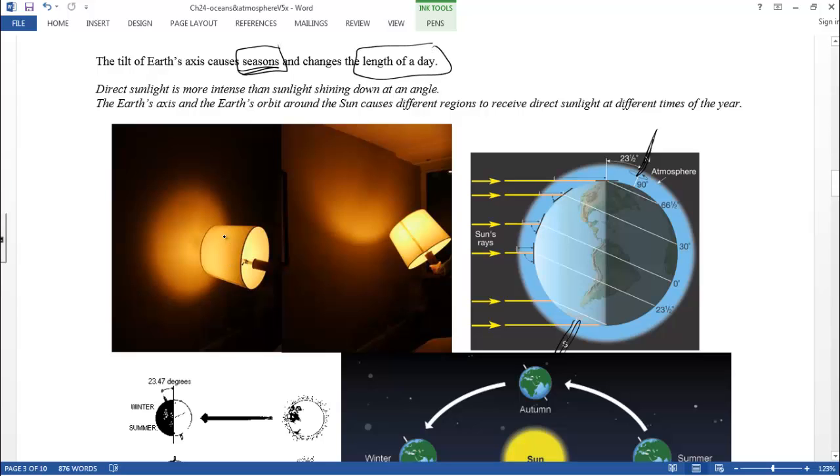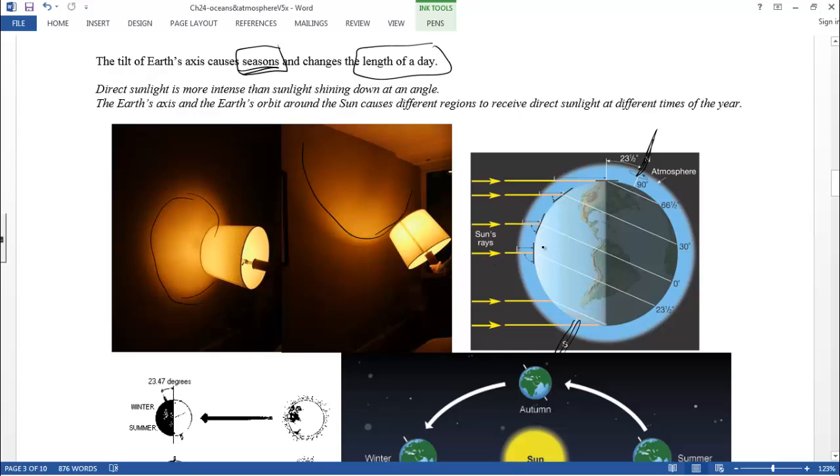Well, if we look at this lamp here, which is pointing directly at the wall, you can see that the light is fairly concentrated. But when the lamp is placed at an angle with respect to the wall, the light is more diffuse. It's not as strong. It's spread out. And that's what happens on the Earth.